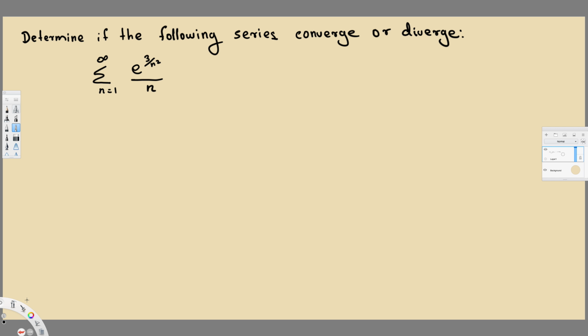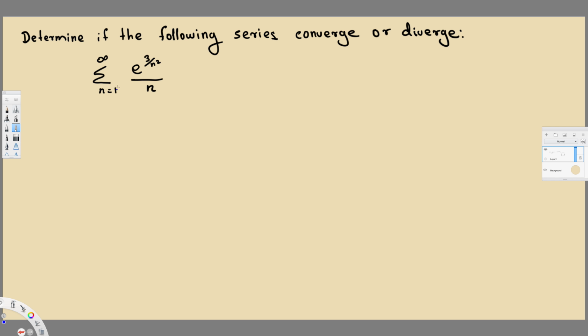Let's do this problem right here. The question is asking: determine if the following series converge or diverge. Let's see how we can find it. So we have e power 3 over n square, over n. First, let's write this one in an expanded way.